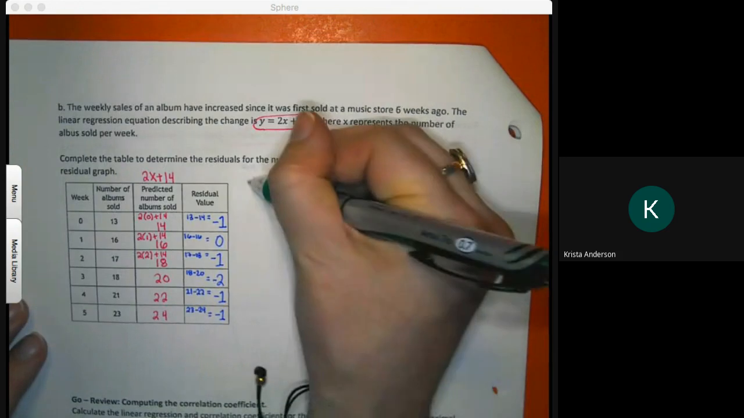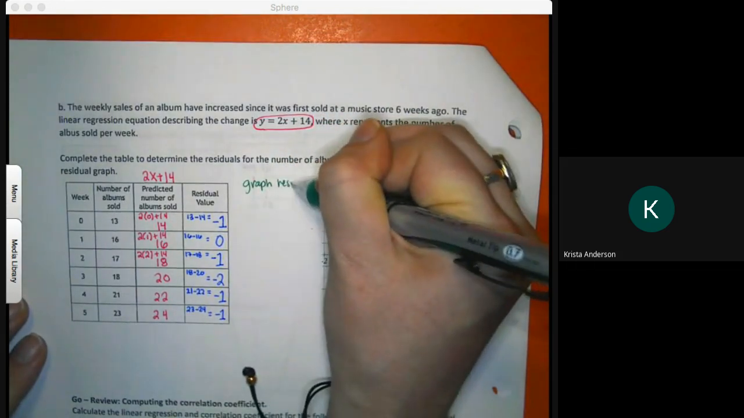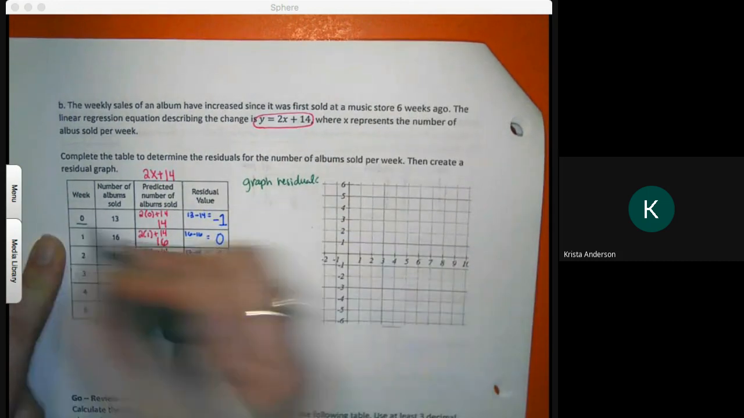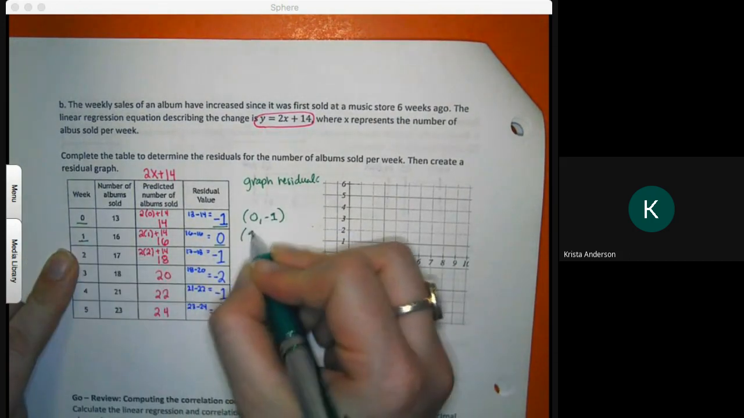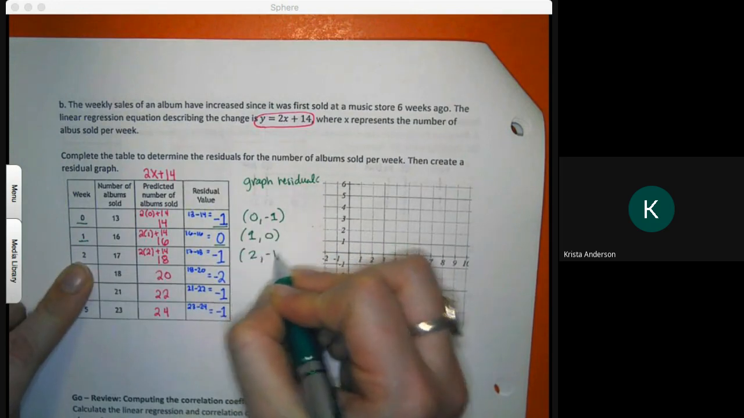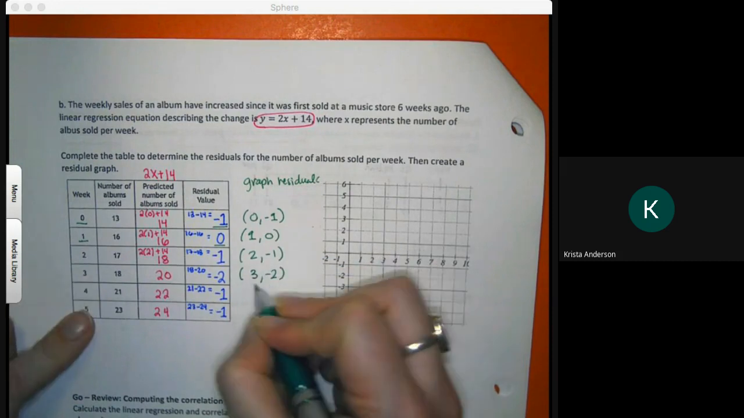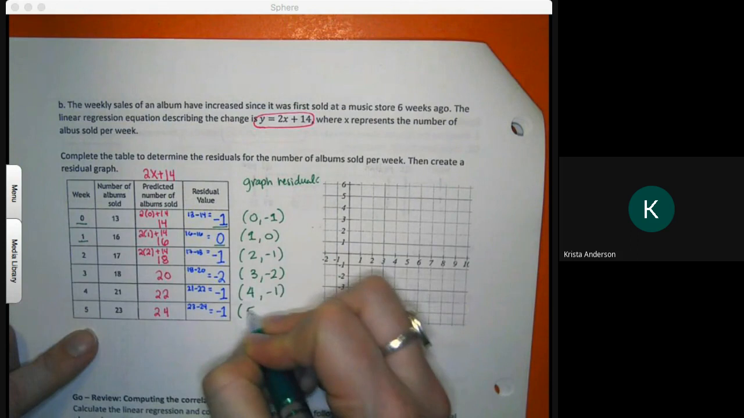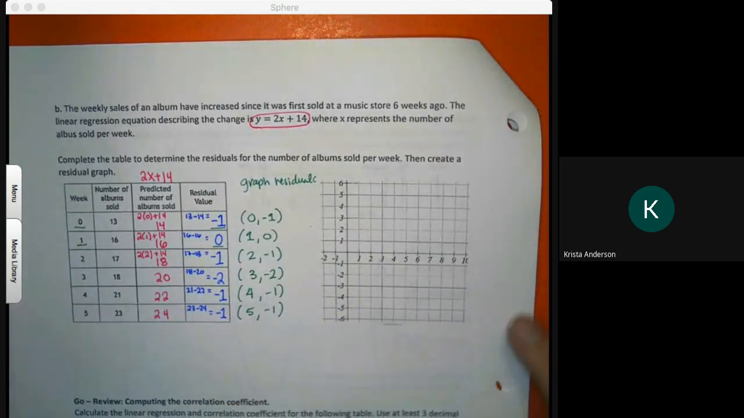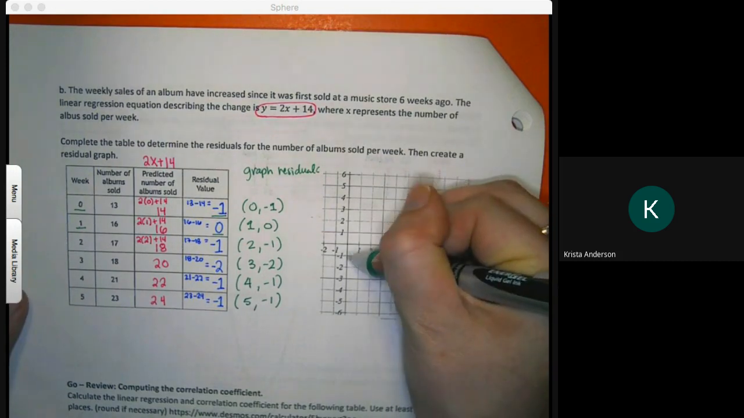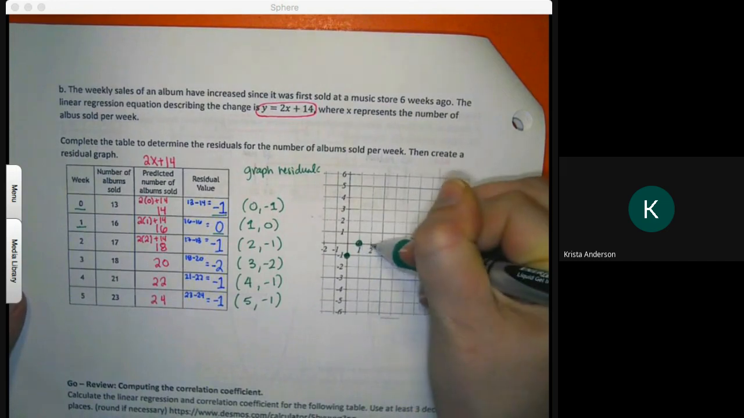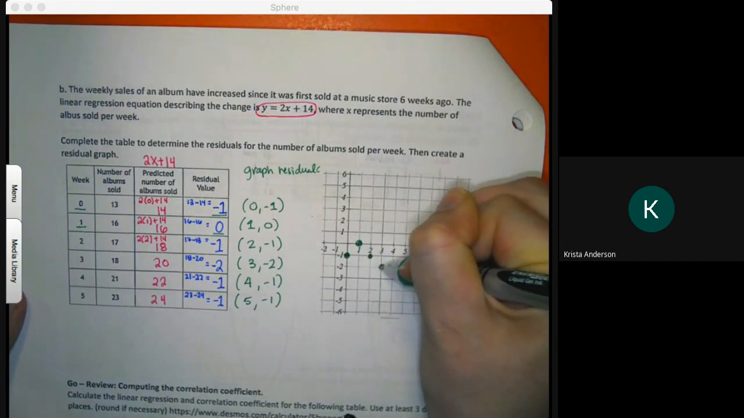When I graph the residual points, 0 will be at -1. 1 will be at 0. 2 is at -1. 3 is at -2. 4 is at -1. 5 is at -1. Then I graph them. 2 is down 1, down 2, down 1.